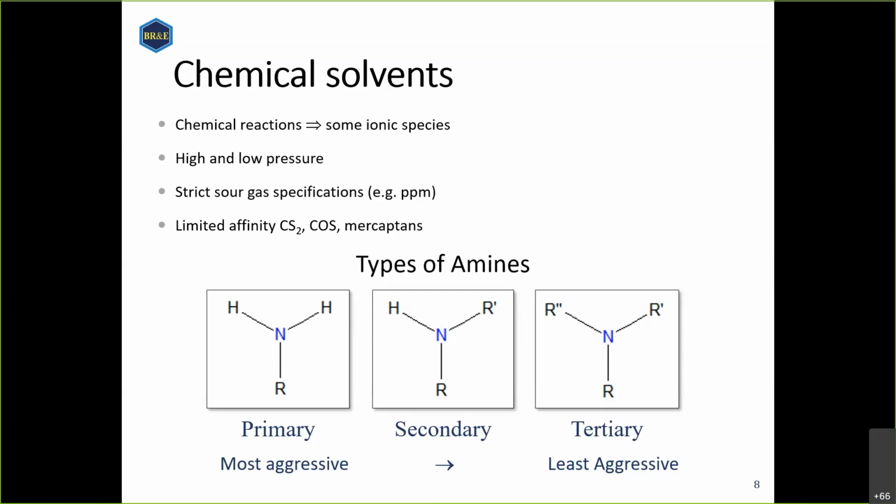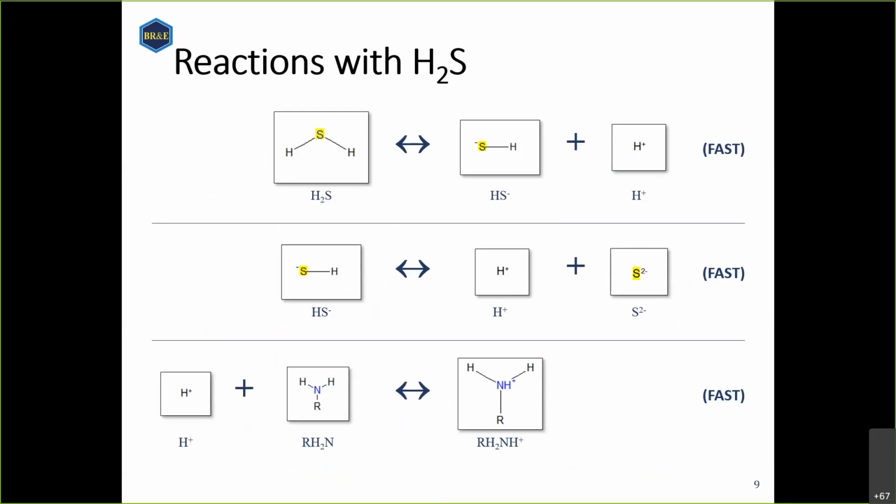And I'm just going to suggest that the reason for that has to do with the mechanism, and that the mechanism has to do with the fact that primary and secondary amines have that proton, and tertiary amines don't. We'll talk about that more in just a second. And I know that this is a lecture about carbon capture, but because we use these amines so commonly for co-absorption of H2S, let's just take a look really quickly at how H2S is actually absorbed.